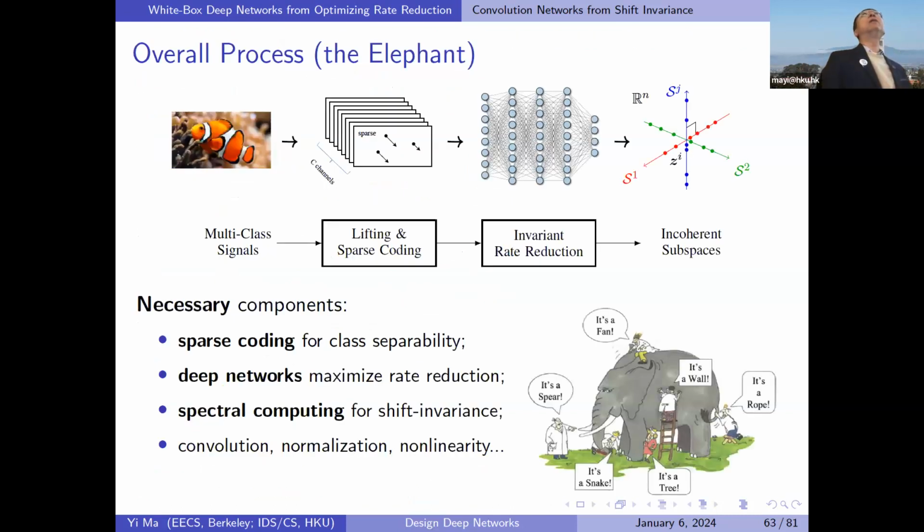Right, so turns out this is all the thing we know about deep networks. What is convolution doing? What is normalization doing? What is each linear operator doing? Why do we use residuals? Why skip connections? Everybody is just looking at the small pieces, and everybody thinks that's everything.